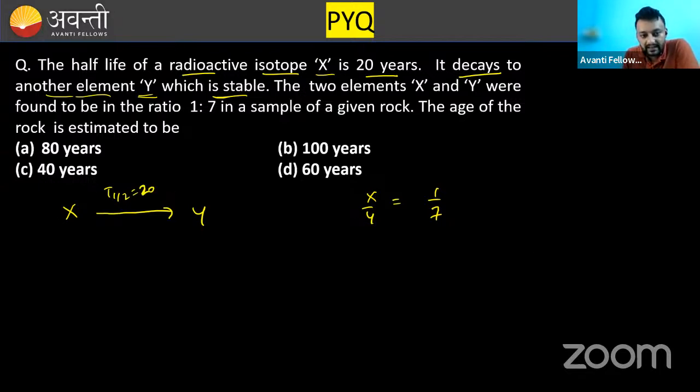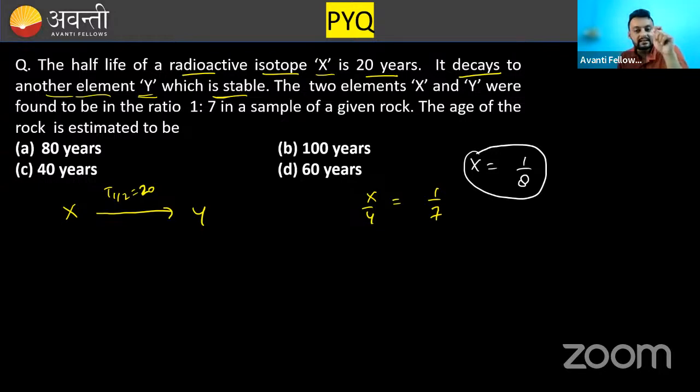The half-life is 20 years, X is converting to Y. So after some time, they have seen that the ratio of X to Y is 1:7. What is the meaning of this fraction? That means out of 8 portions, 1 portion is of X. If you divide the sample into 8 equal portions, 1 portion belongs to X. What does it mean? The quantity of X is nothing but 1 by 8.